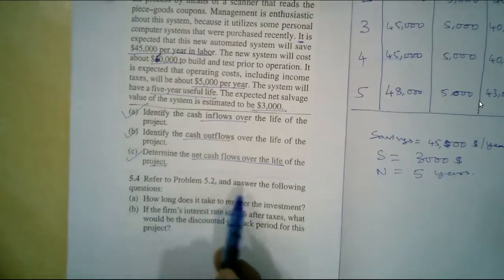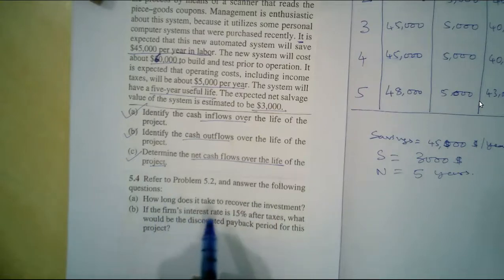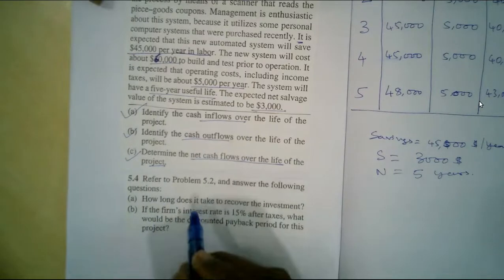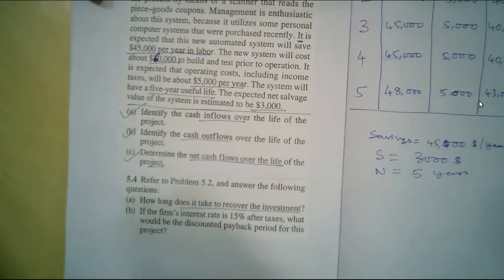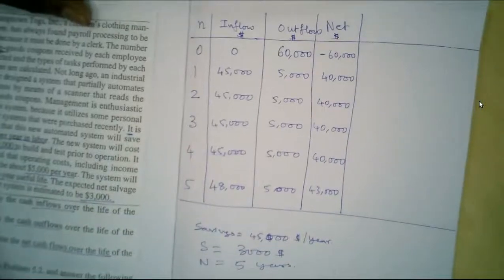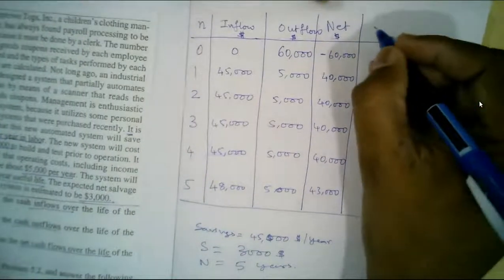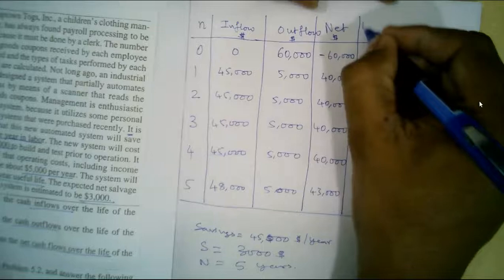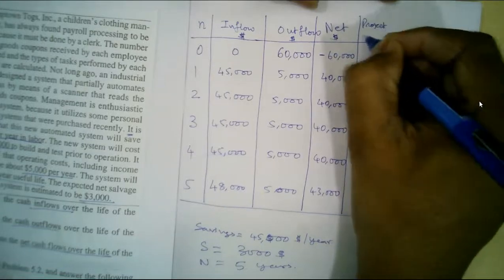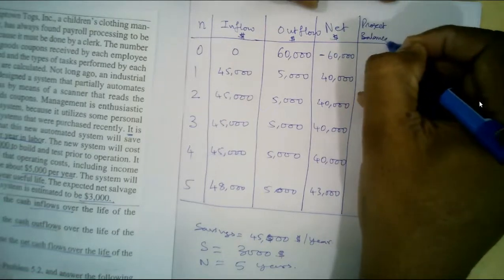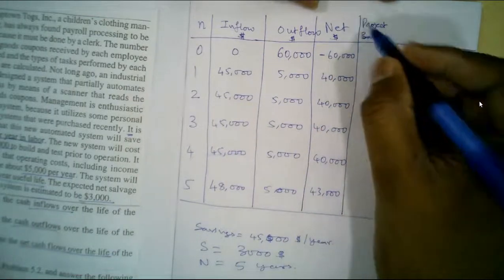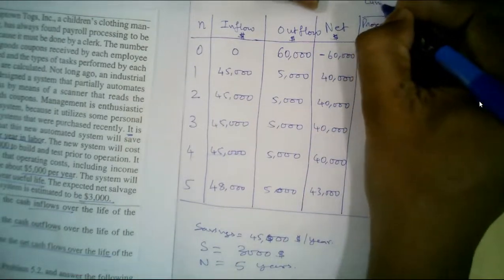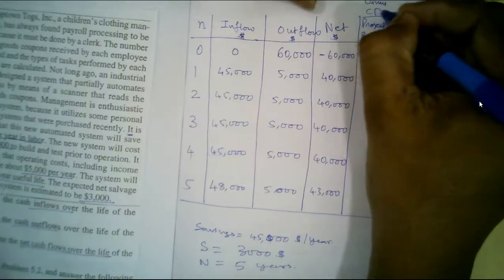Refer to the problem 5.1, answer the following. How long does it take to recover the investment? So when it says how long does it take to recover the investment, it is nothing but simple payback or conventional payback. So for that we need to calculate the project balance. That means here you take the cumulative sum of cash flows, or you can say cumulative cash flows.